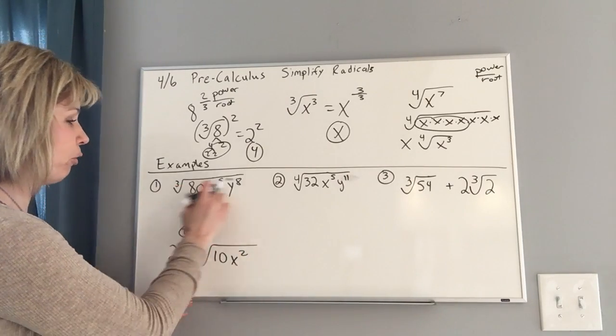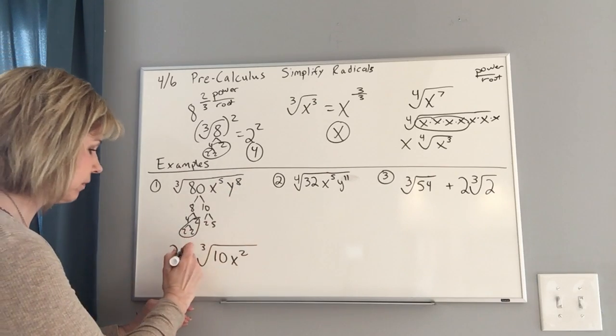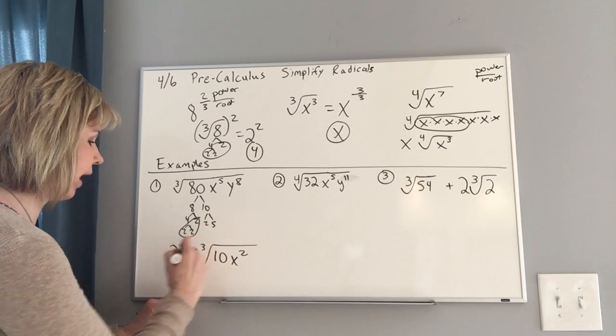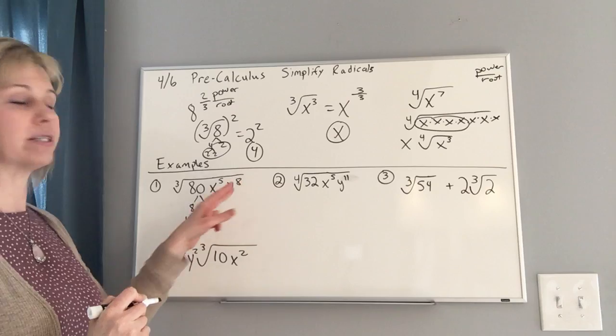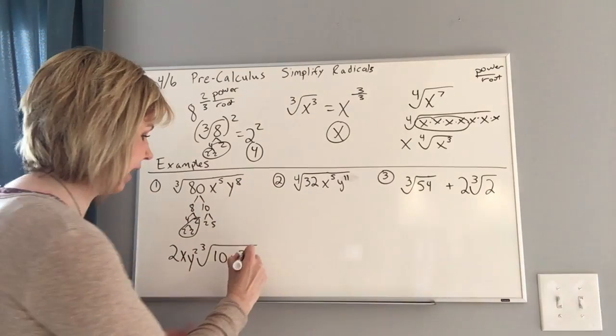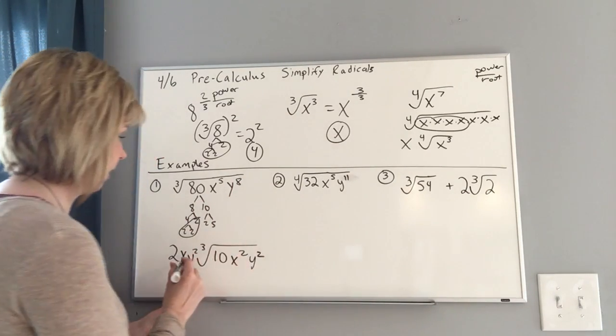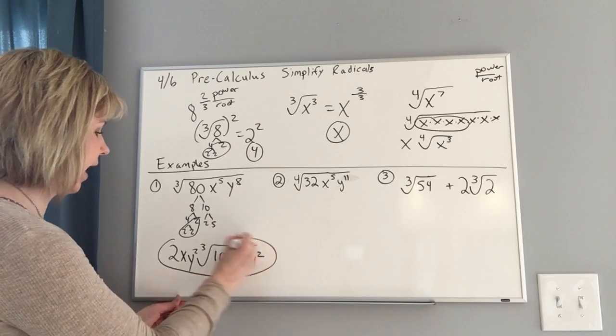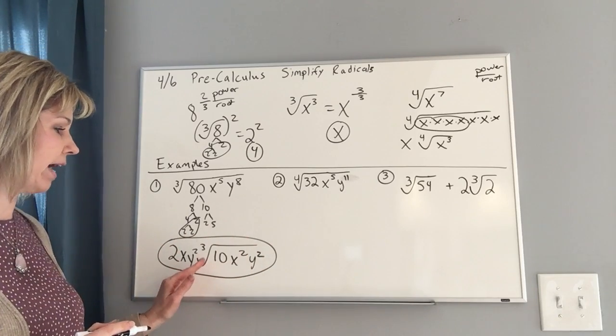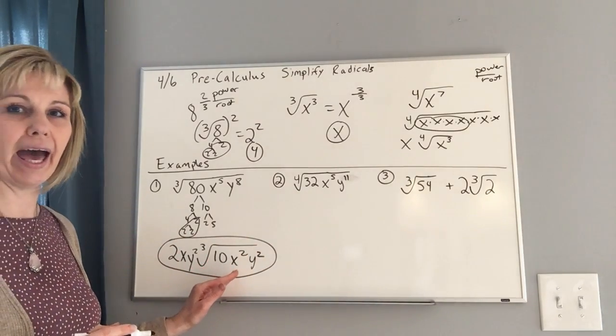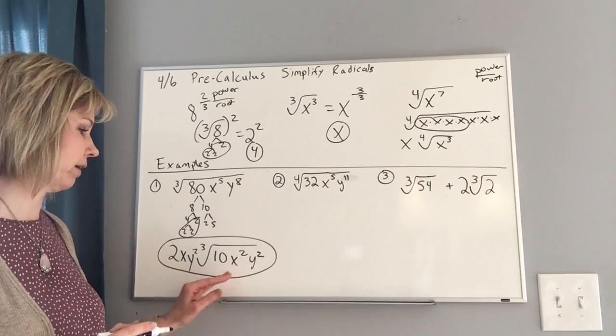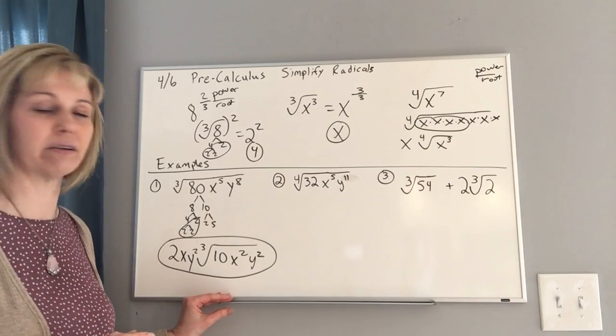3 can go into 8 2 times, so I'd have y squared. So 3 goes into 8 2 whole times, and again I would have 2 that's left. So I would say it's 2x y squared times the cube root of 10x squared y squared is how we're going to simplify the radicals.